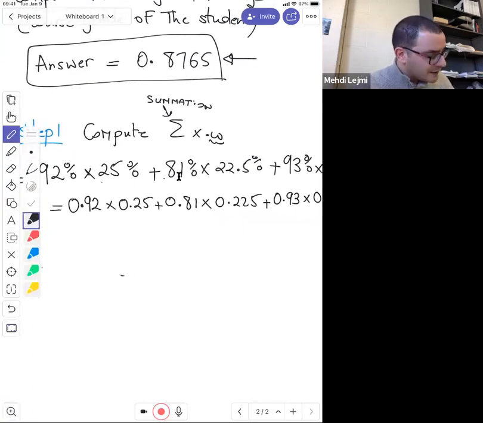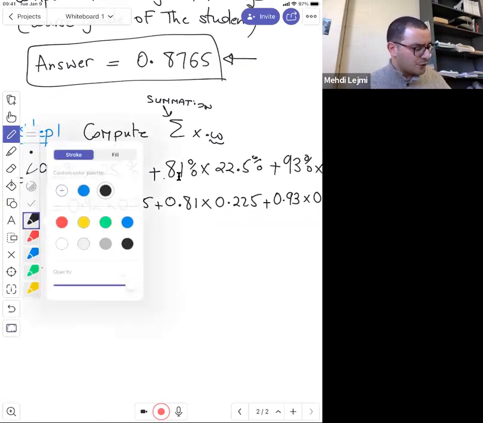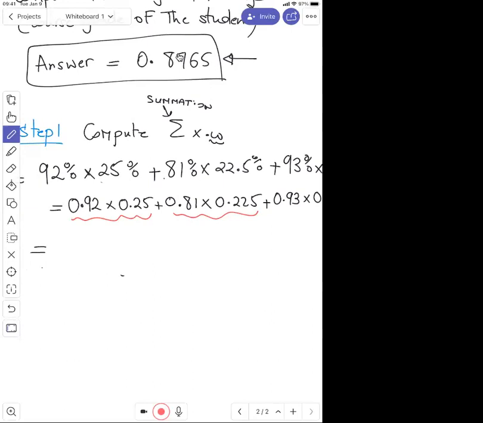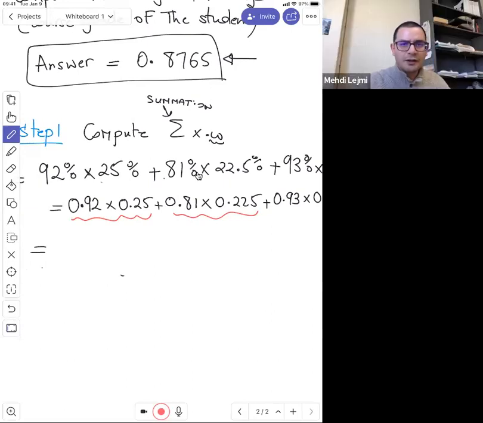All right, so the next step is to multiply. PEMDAS rule, you multiply first. So we need to multiply this 0.92 by the 0.25. Then you multiply this 0.81 by the 0.225, et cetera, right? So for example, let me just see how. So this is 0.